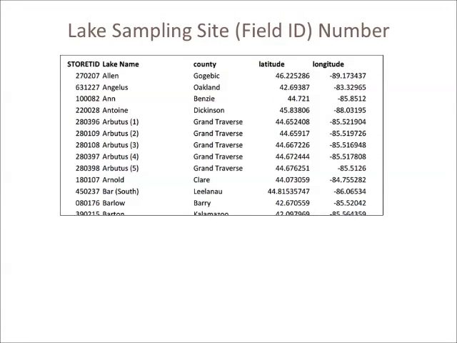Every lake that registers in the CLMP is given a number that represents the sampling location for that lake. This number, called the field ID number, is associated with the latitude and longitude of the deepest location in the lake. All of the sampling done on this lake should be conducted at this location.